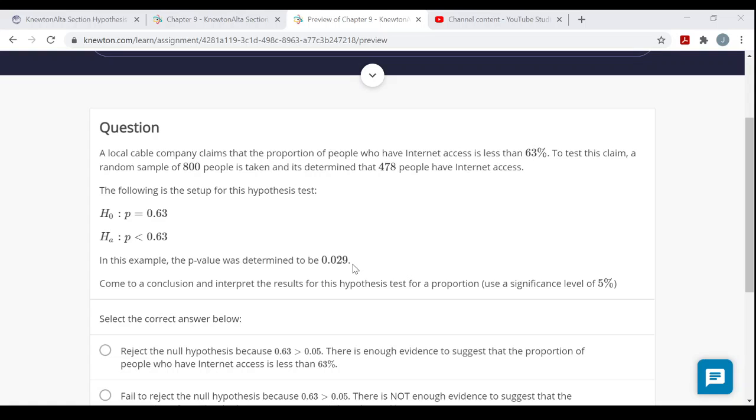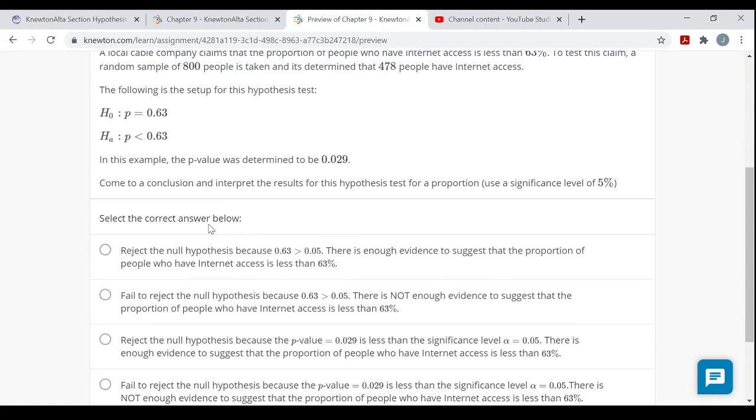The p-value is less than or equal, but definitely less than alpha. And if that's the case, you're going to reject the null hypothesis. So the null hypothesis here, that p equals 0.63, we're rejecting that. Meaning we're going to accept the alternative hypothesis, that p is less than 0.63, and that was the claim that's being tested. So we're going to accept the claim, or we would say that there's enough evidence to support the claim. Again, because we rejected the null hypothesis.